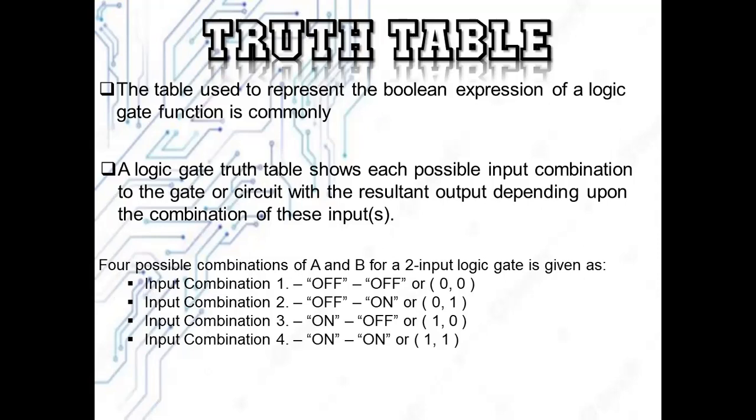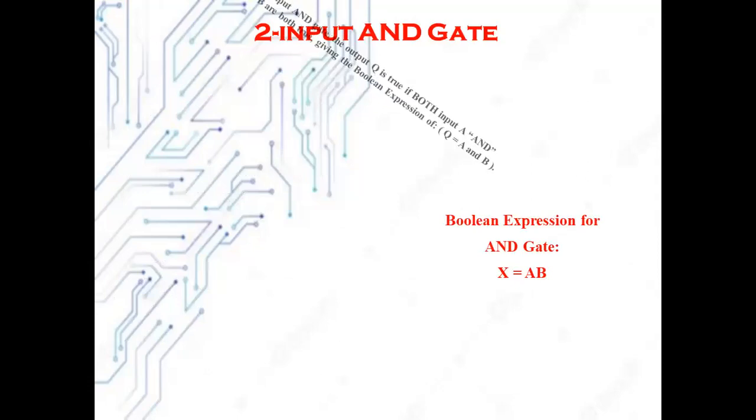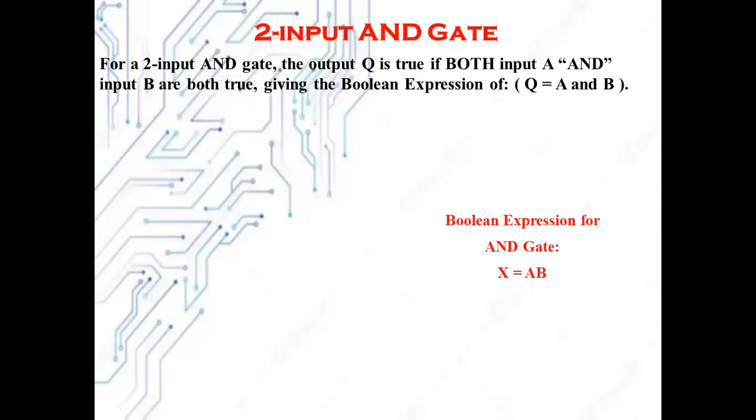So, for the 2-input AND gate, let's make the output Q, and let's also call it X, okay? So that we won't be confused with our Boolean expression. So, for a 2-input AND gate, the output Q is true if both input A and input B are true. So, when both inputs are true, it means both are true.